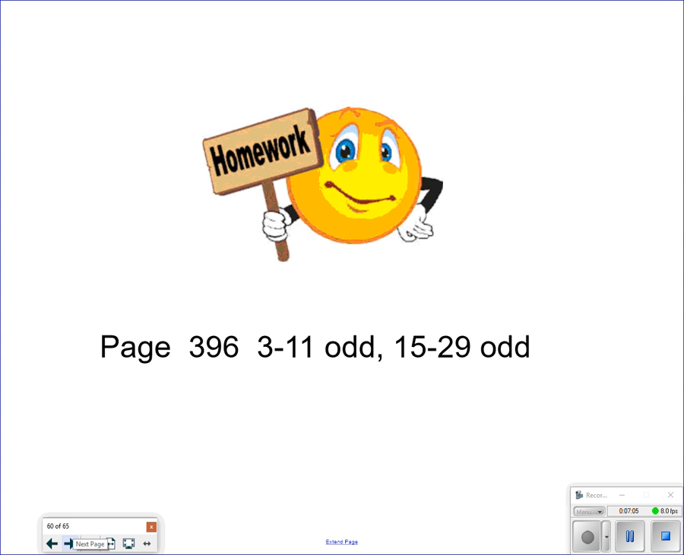Homework assignment tonight is out of the book. This can be a little bit challenging for some individuals. Make sure you multiply everything by the common denominator to get rid of the fractions. If you have any questions, make sure you talk to your teacher, and good luck.